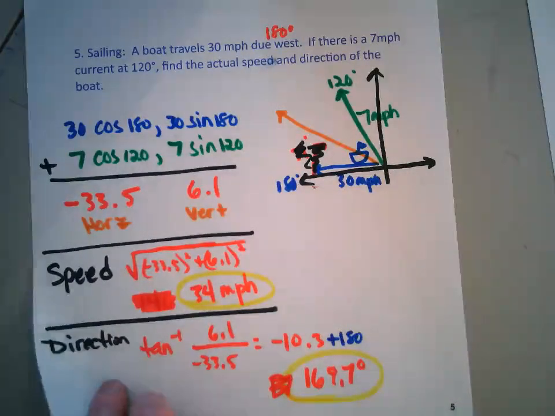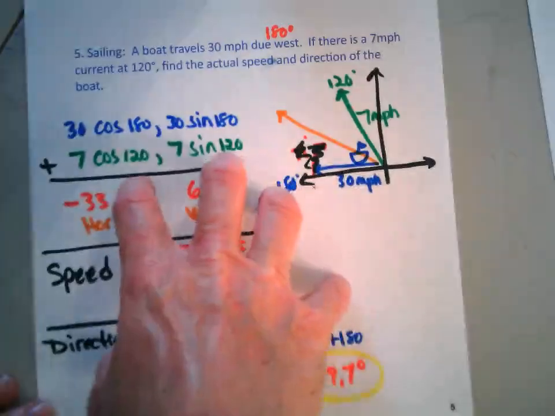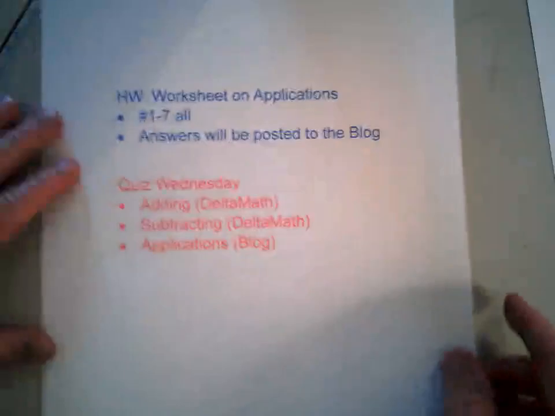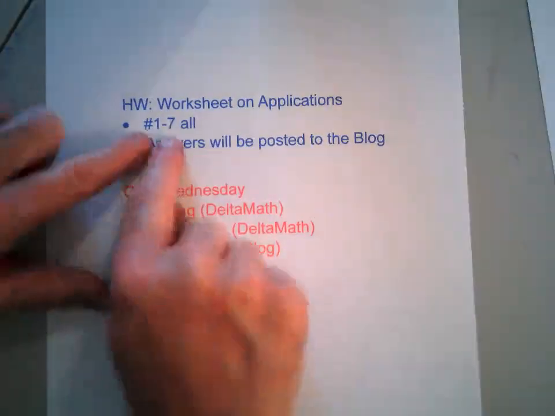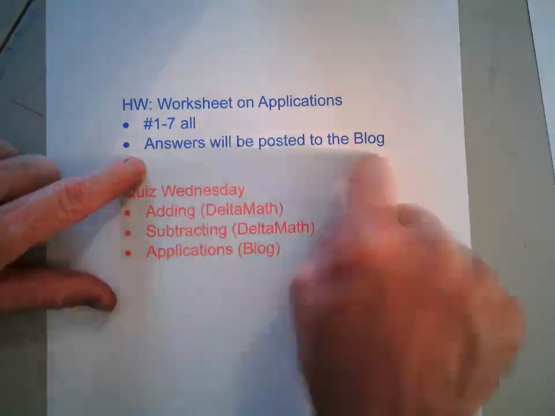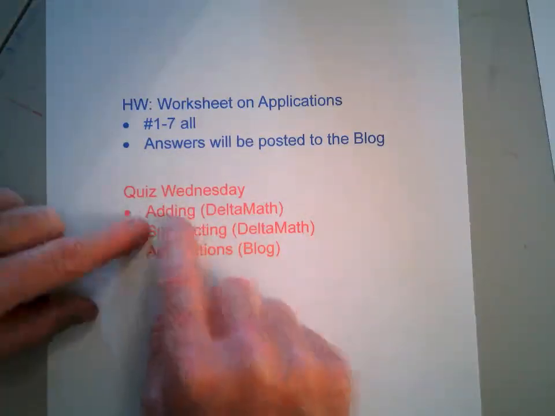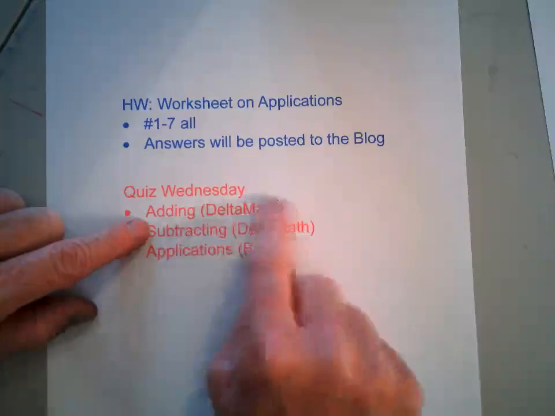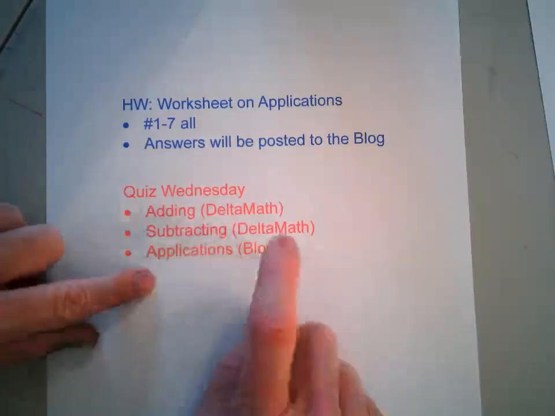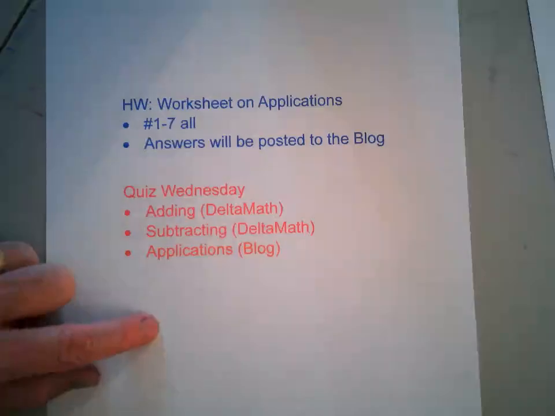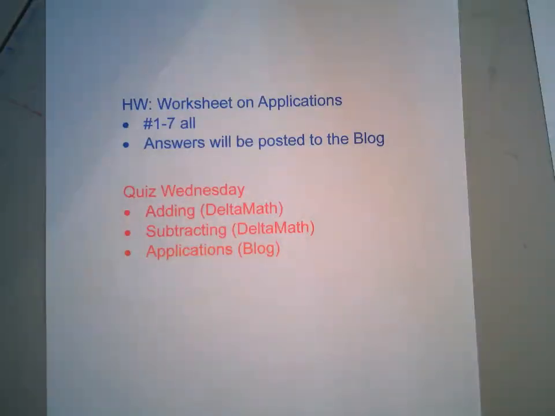Okay, so we'll have 7 of these types of problems on your homework tonight. There's a worksheet. The answers will be posted to the blog. The work won't be there, but the answers will be there. On Wednesday, you'll have a quiz on adding and subtracting and applications. The adding and subtracting are going to be in Delta Math, where the applications will be on the blog. I post on the blog, so you'll have to submit those to me. All right, so good luck. You guys ask questions where you need to. See you soon.